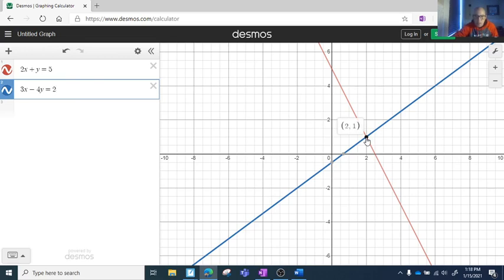So that would be the solution to this system of equations, 2, 1. X would be 2, y would be 1. So that's one way to solve a system of equations. Input your two lines and see where they cross. And again, we would probably do that with pencil and paper. We would rely on technology to do that.